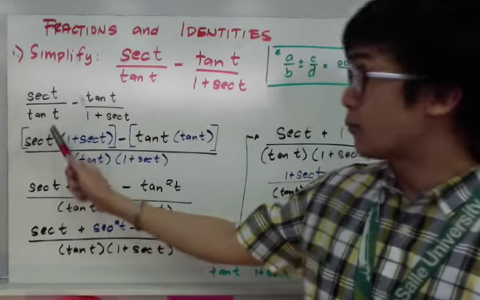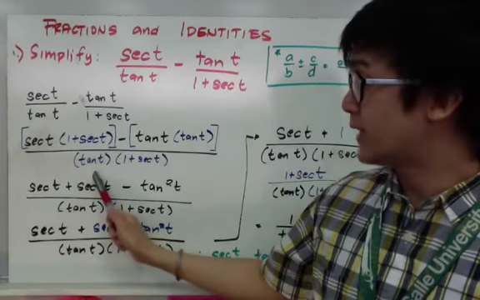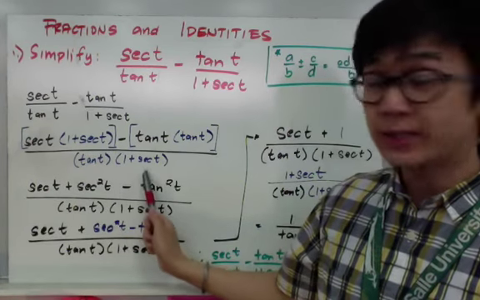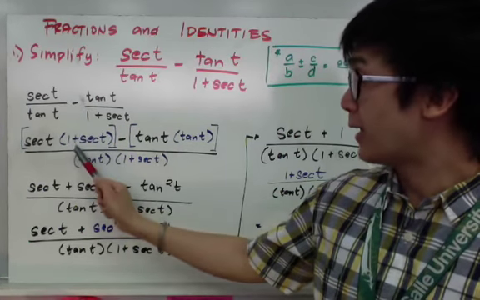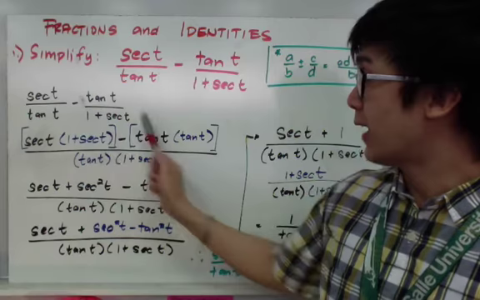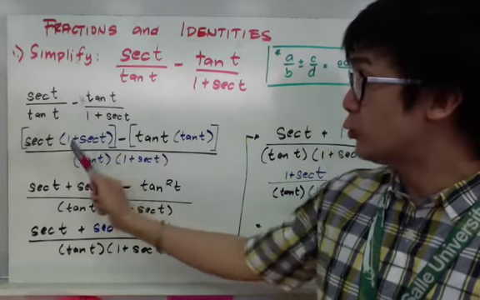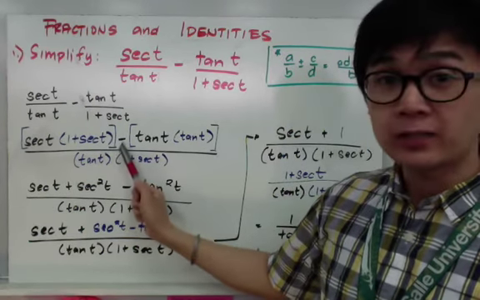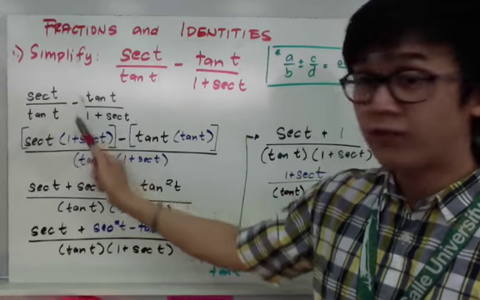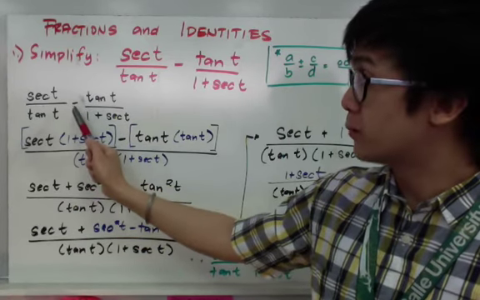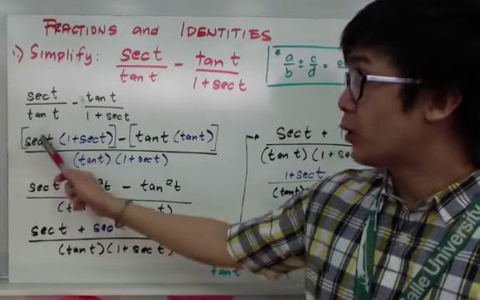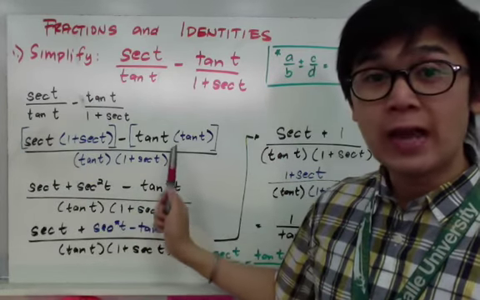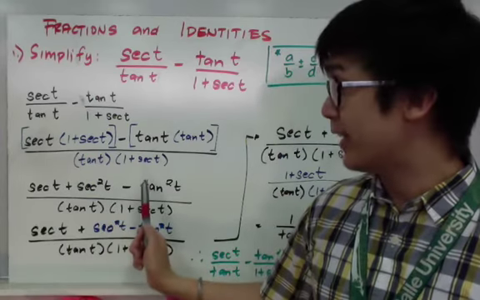So in this case, I multiply the denominators. That's why I have tangent t times 1 plus secant t. I multiply 1 plus secant t and secant t, and I multiply tangent t and tangent t. So now I have two terms separated by subtraction, because our fraction is subtracting the first term and the second term. Now, by simplifying it, I'm going to simplify my numerator and I will leave my denominator as it is.